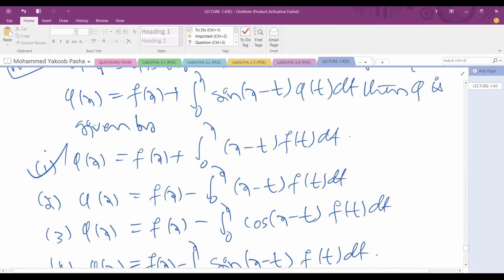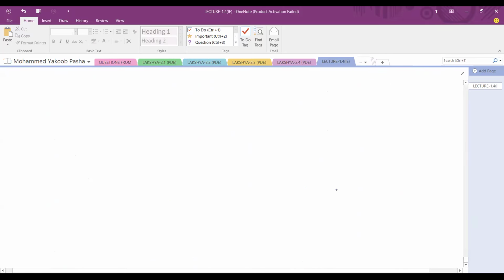Clear? Is it? Take one more problem from CSIR NET and NBHM, National Board of Higher Mathematics. Same problem. In 2019 it was asked in CSIR, and in 2021 it was asked in NBHM. Okay, first I'm writing the question.